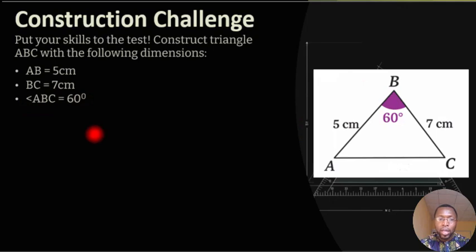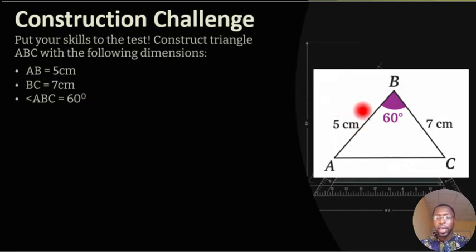The angle is always where the middle letter is. You see this middle letter, letter B is in the middle. That's where the 60 is. Any letter that is in the middle, that's where the angle will be located. So here, letter B is in the middle of A and C, so the angle of 60 degrees is located there. All right, this is a sketch of it.